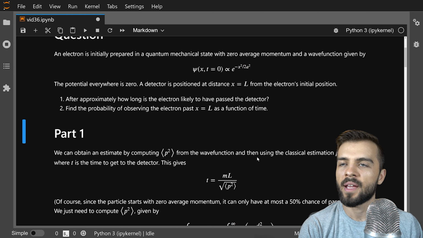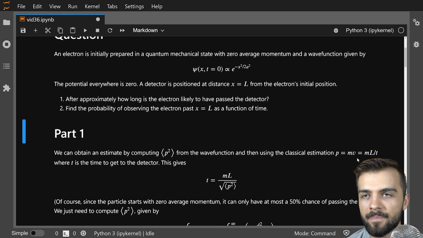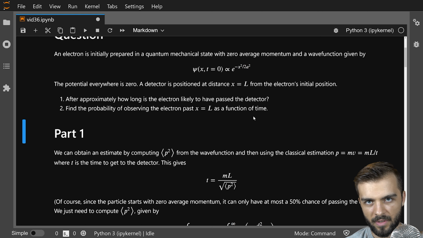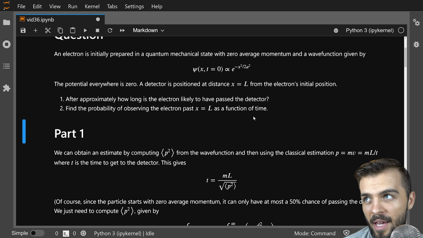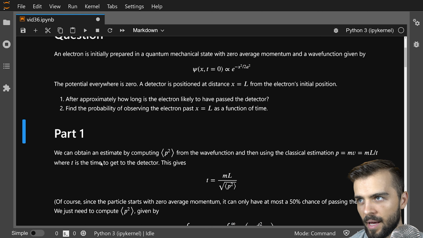I'll show you how to do that. And then you can sort of use a classical estimation. Momentum is mv, which in this case, if it's moving at a constant velocity, that's an assumption we make, is ml over t. L is the distance to the detector. And you can sort of compute this. And you can relate these two equations here.